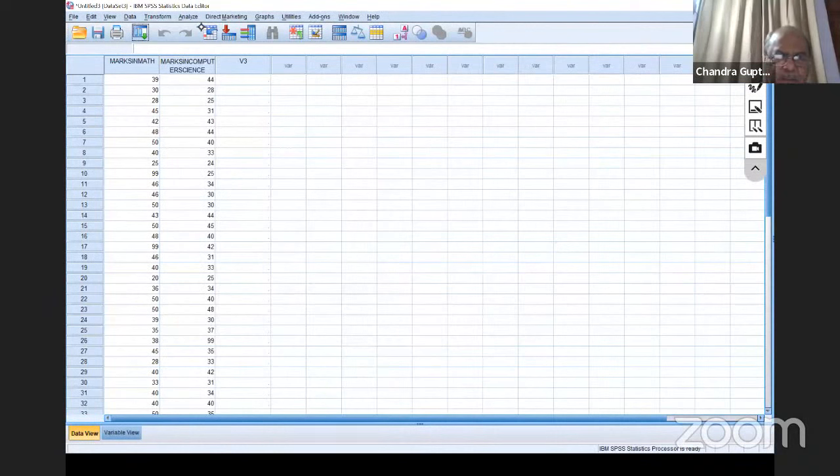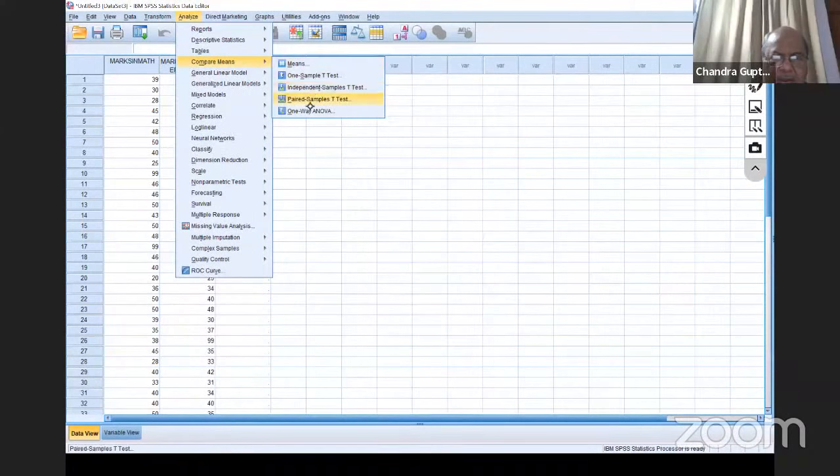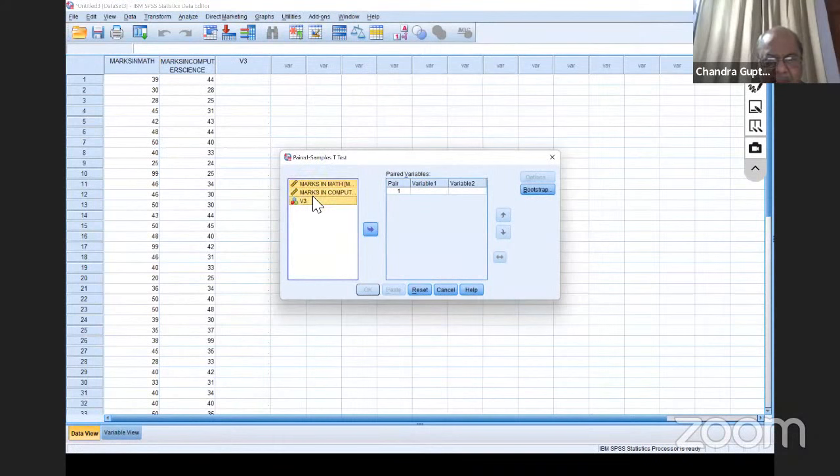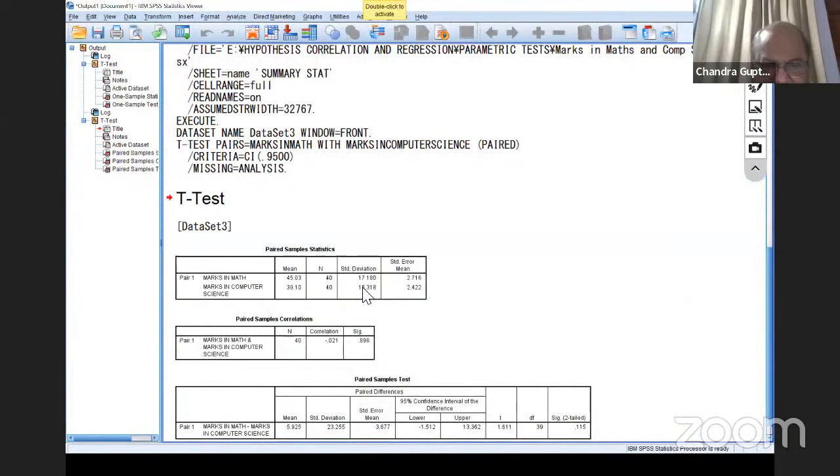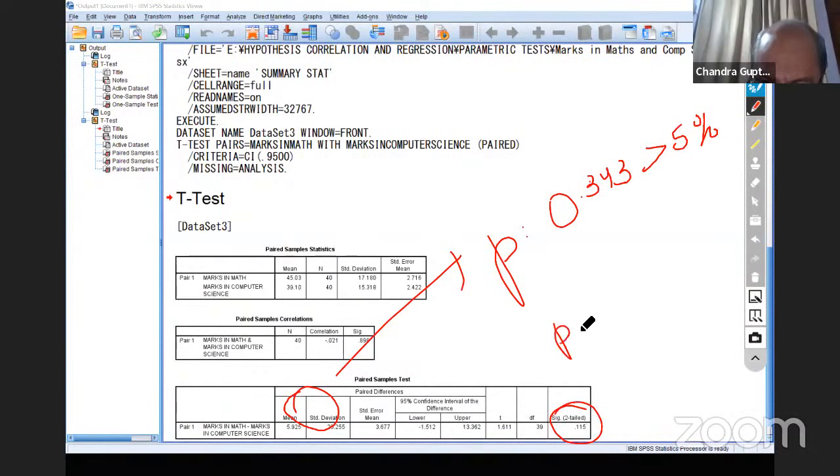So I go to analyze, compare means, paired sample t-test. These two marks I'm taking. I think I should put it somewhere here. And you can see here the p-value is 0.115. That means data is not providing us evidence to reject our null hypothesis. So we cannot say that the marks obtained by the students in computer science and in mathematics are significantly different from each other.